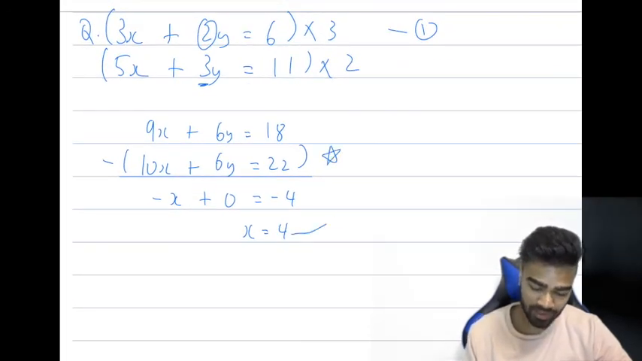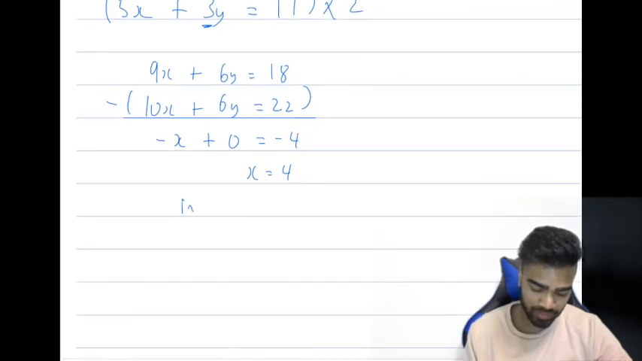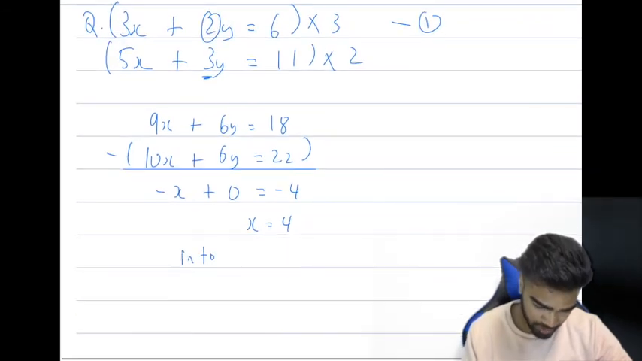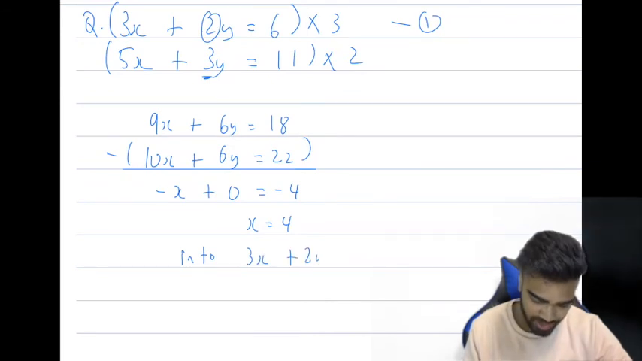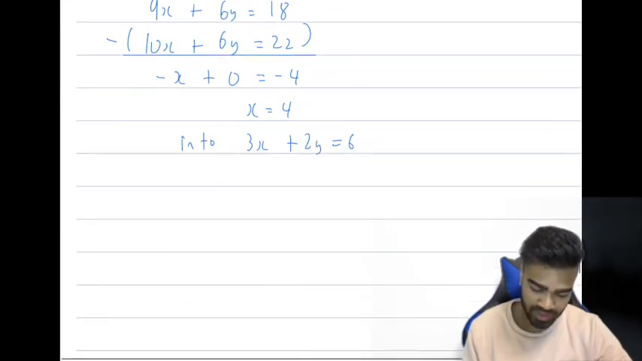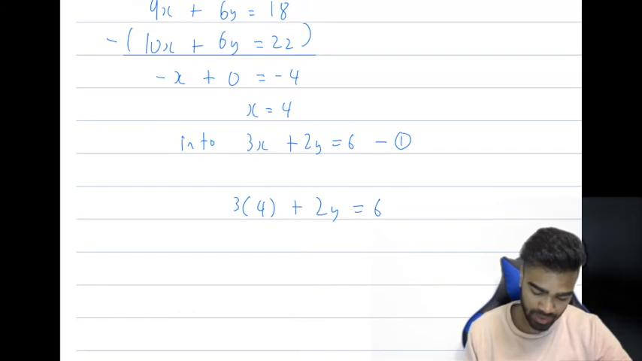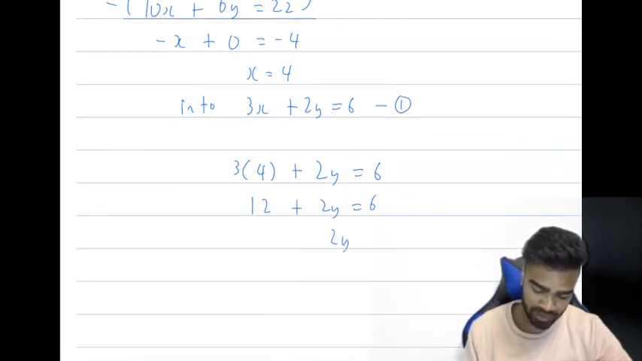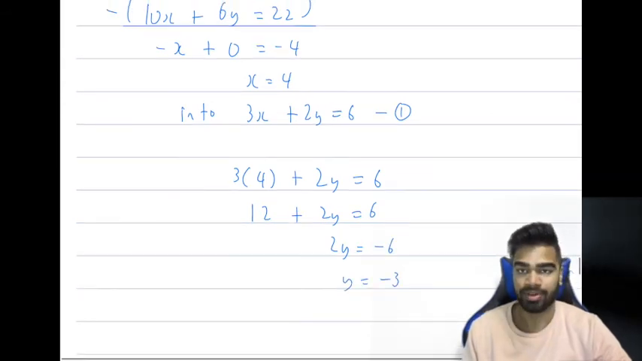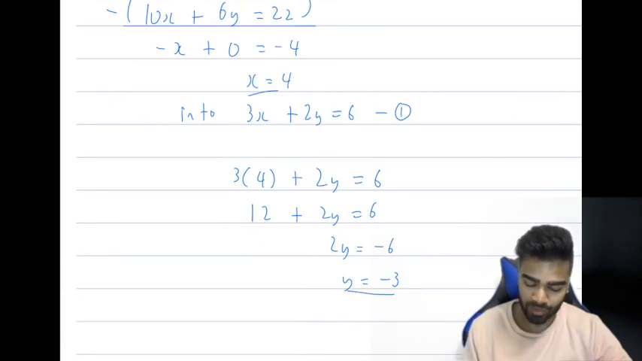Next, you don't have to sub it into either of these equations. You can sub x equals 4 into one of the original equations. Let's say I'm going to pick, what's the easiest equation? First one, 3x plus 2y is equal to 6. So I'll sub x equals 4 into the first equation, equation number 1. So I have 3 multiplied by 4 plus 2y is equal to 6. 12 plus 2y equals 6. 2y equals negative 6, y equals negative 3. So your two answers: x is 4, y is negative 3.